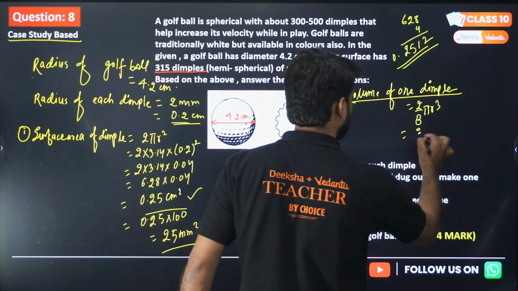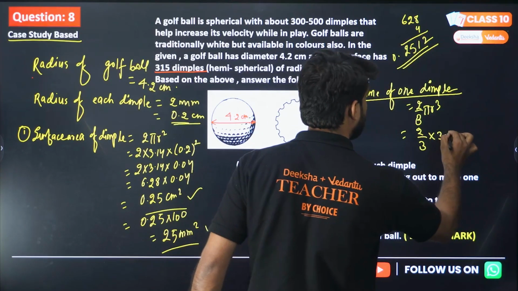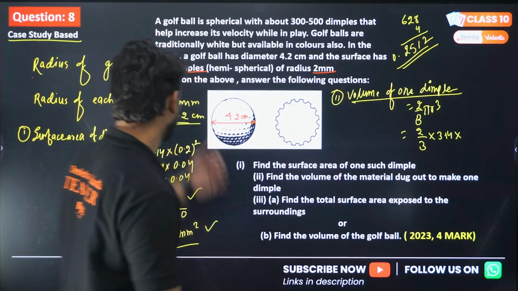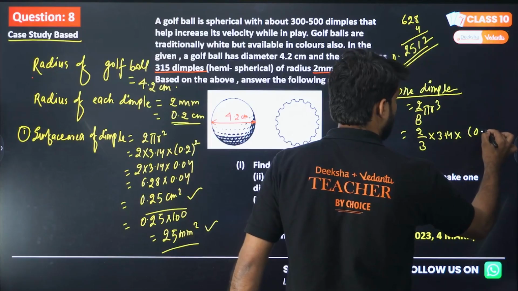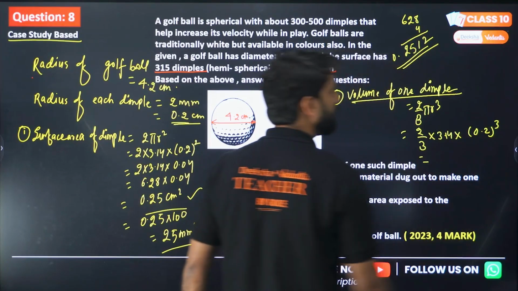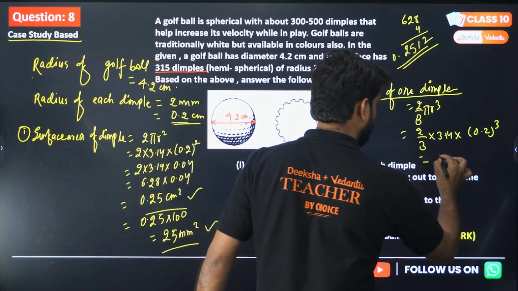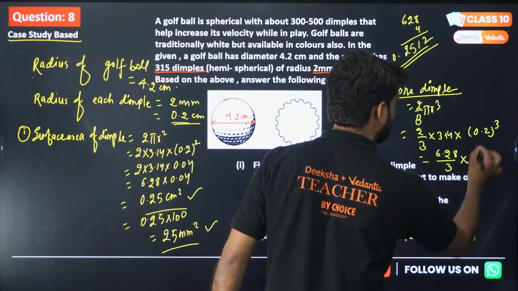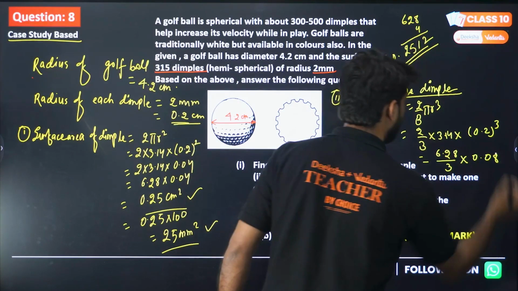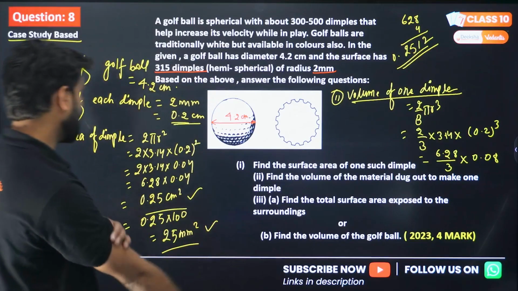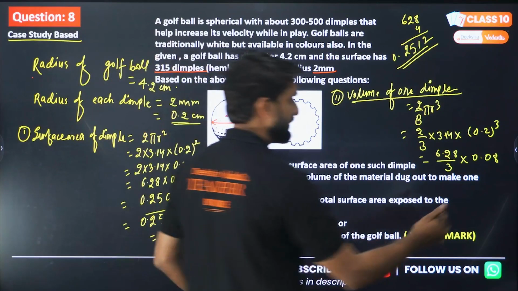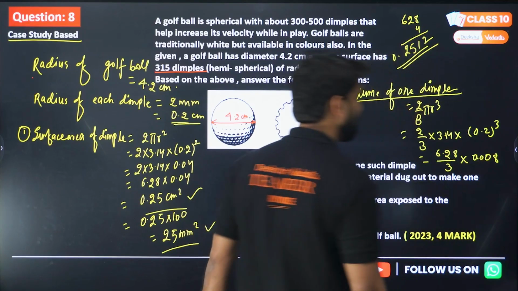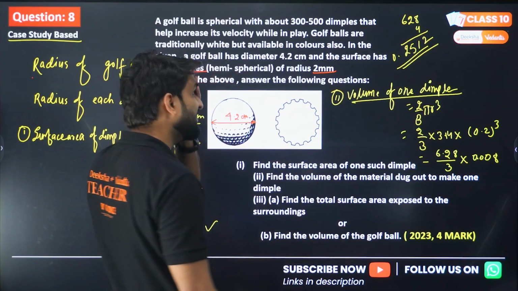Solve this. 2 by 3 pi, we can take 3.14 directly, into r cube. R is what? 0.2. 0.2 cube, and the cube of 0.2 will be 0.008. So 2 into 3.14 is 6.28, divided by 3, into 0.008. I hope you have understood. Now solve this. What will be the answer?